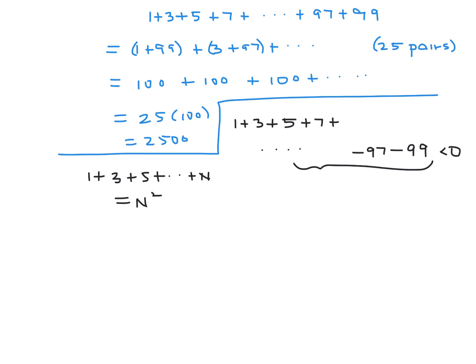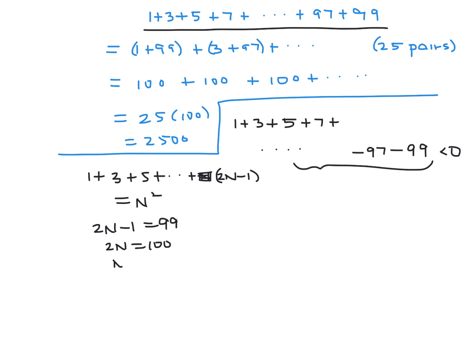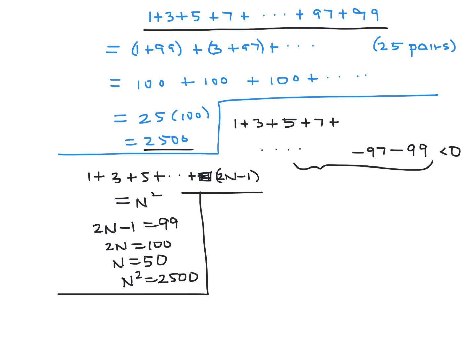I don't think it's n squared. Let me think about what it actually is. I think I wrote this wrong. It would be the sum until 2n minus 1 is n squared. I think that's correct. So in our formula up there, this original one, the 2n minus 1 would be 99, and therefore 2n would be 100, n would be 50, and therefore the n squared would be 2500. Okay, that checks out, and you can verify that it checks out with any other kind of value.